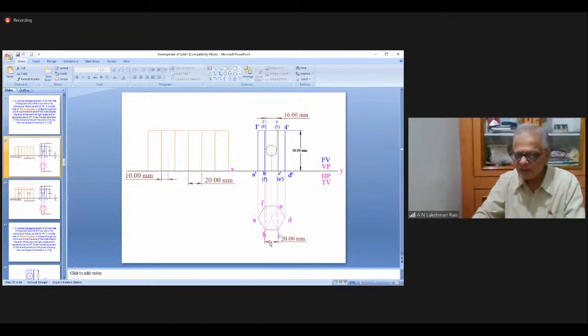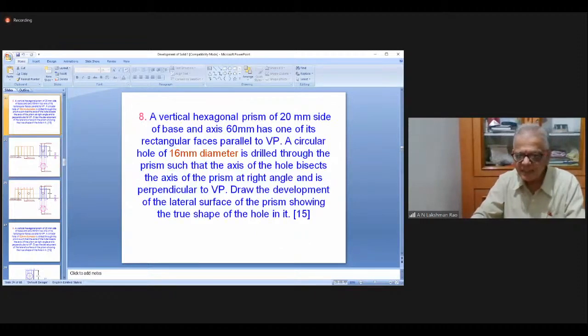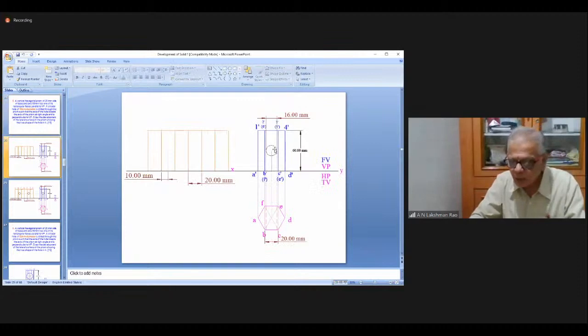This is the position. Top view, front view. Bisect the axis, draw 16 mm. Diameter is 16, and this is 20. So this is smaller than this. Correct? The hole is smaller than the base side.